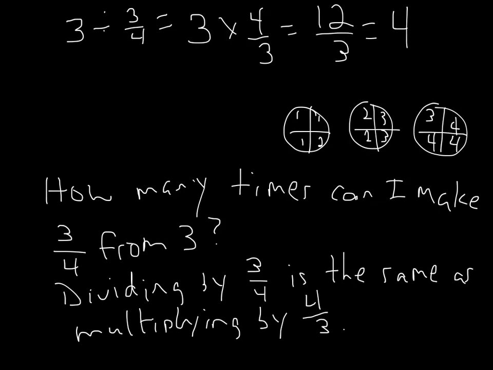So the question of how many times can we make 3/4 from 3? Well, it's 4 times. And we recognize that by using division. But how do we do division? We multiply times the reciprocal.